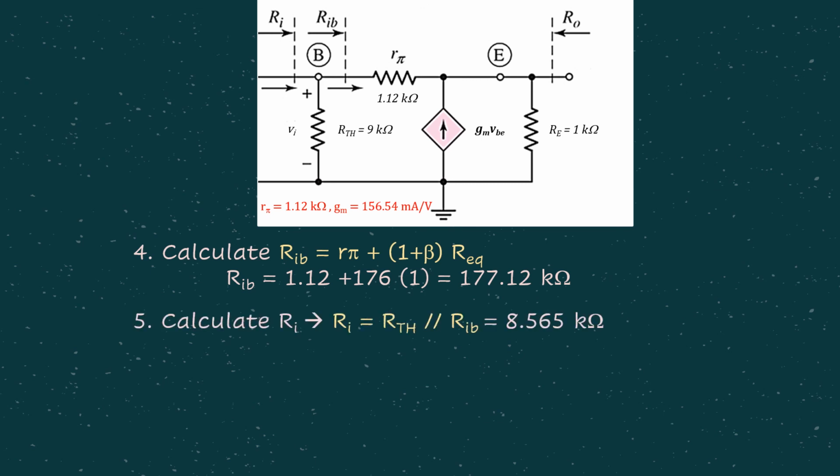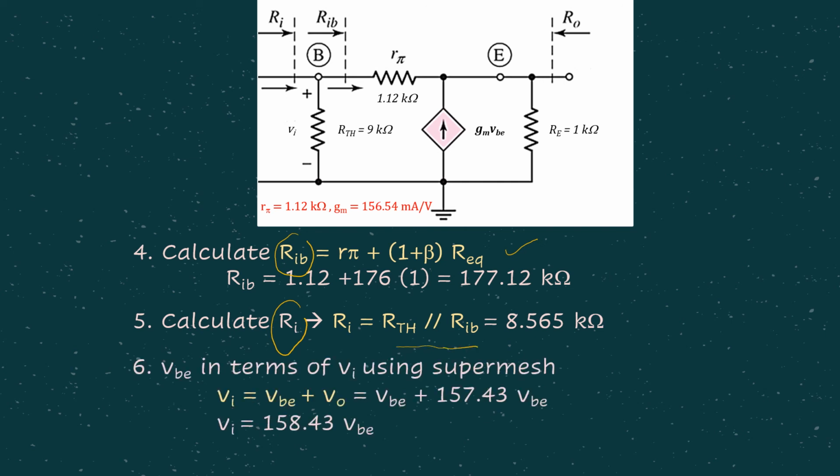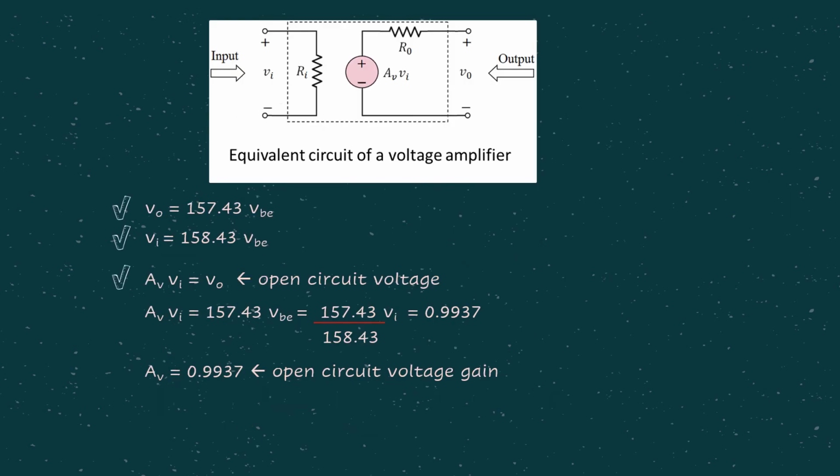Then continues to step 4, we are supposed to calculate for RIB, which is given by this formula. Substitute everything, then later you can get RI, because RI is actually RTH in parallel to RIB, remember? Then next step, we can relate VBE in terms of VI using supermesh, right? So we substitute everything, we are having VI in terms of VBE.